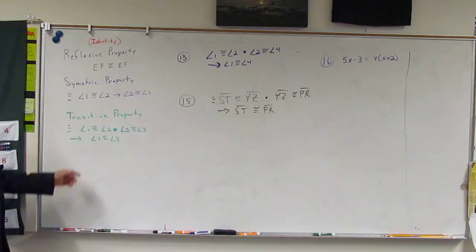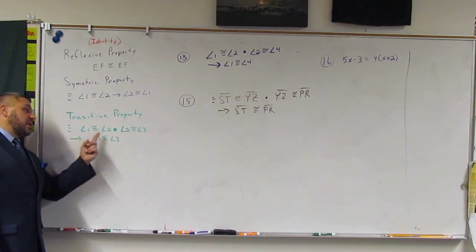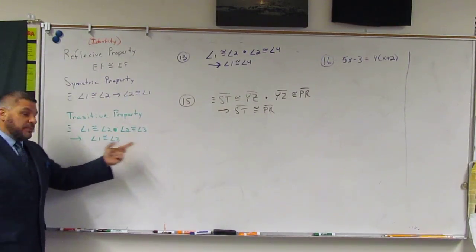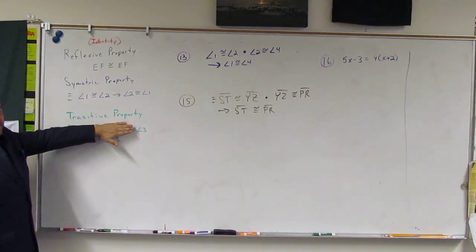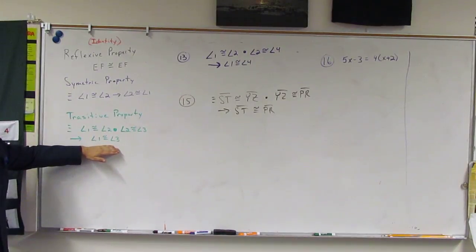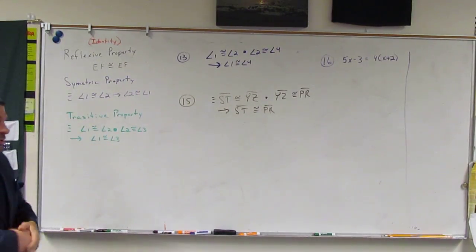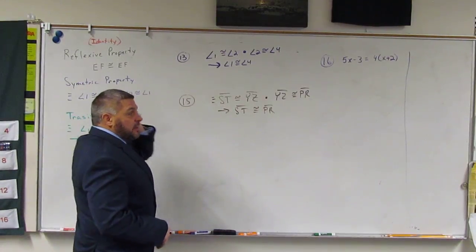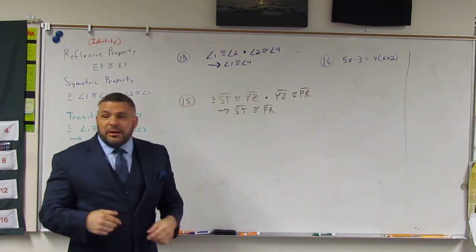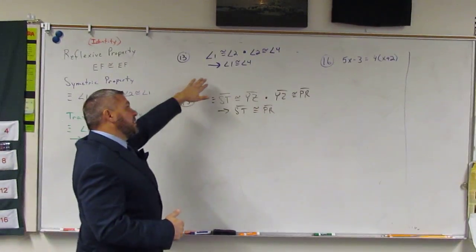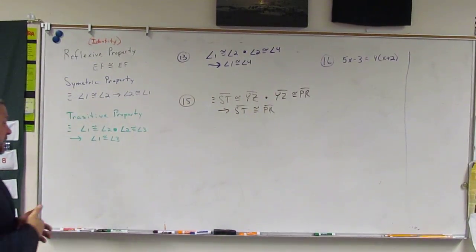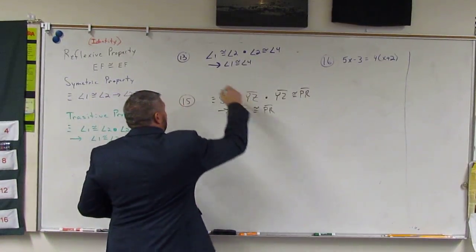So transitive property is this: if angle 1 is congruent to angle 2 and angle 2 is congruent to angle 3, then we just get rid of those two angle 2's and we're saying that angle 1 is congruent to angle 3. That's it. In your homework, number 13 says angle 1 is congruent to angle 2, angle 2 is congruent to angle 4, and it wants you to write the property. What property is this when it says therefore angle 1 is congruent to angle 4? Yeah, it's transitive. And that's as easy as it gets.